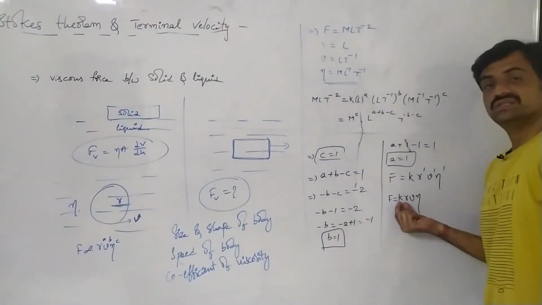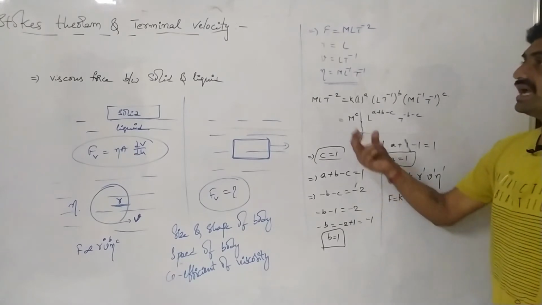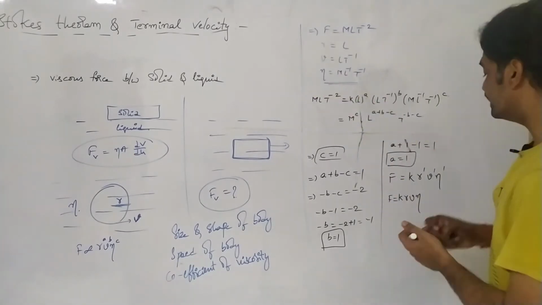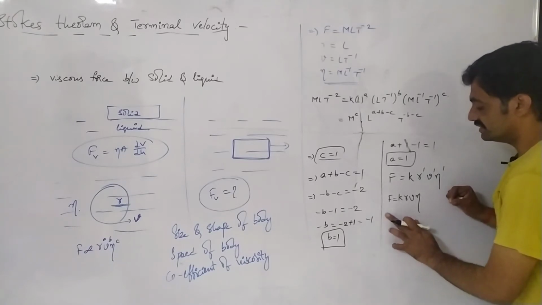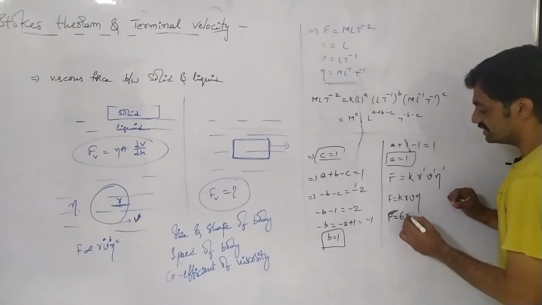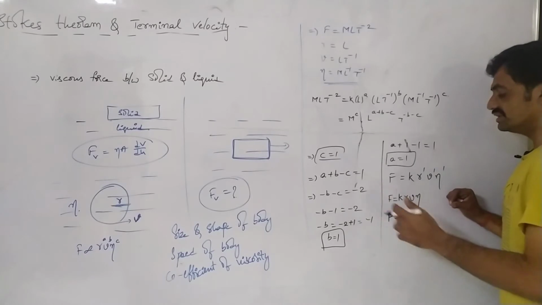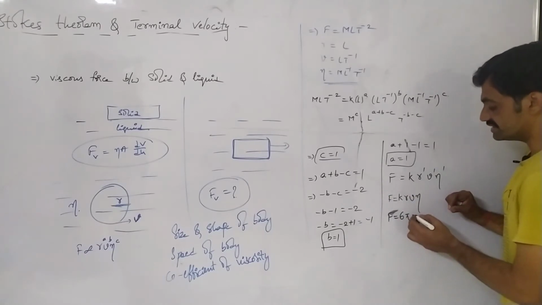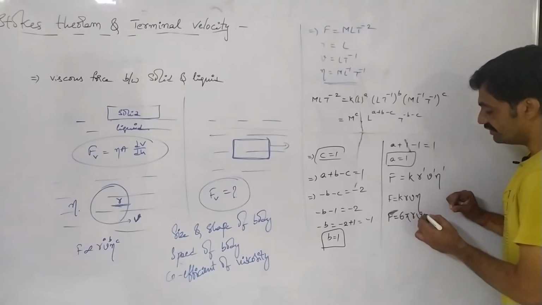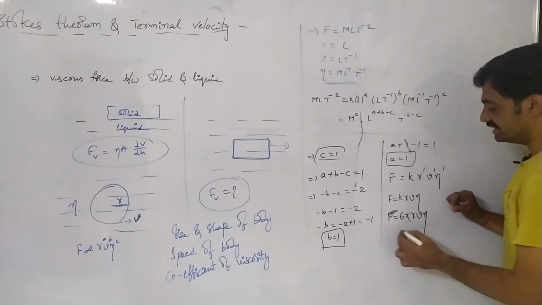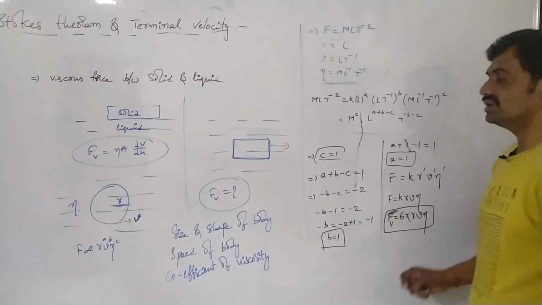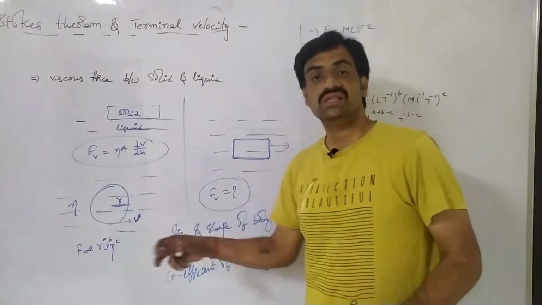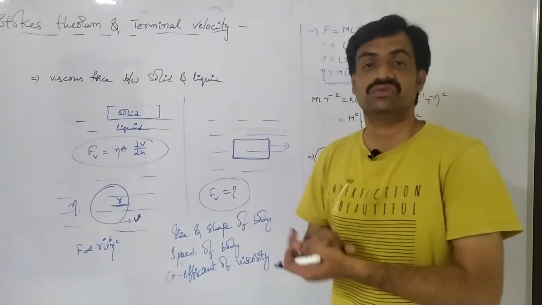Now we have to find the value of k. Stokes had calculated and represented the value of k as 6 pi. Based on this, the force is represented as F equals 6 pi r v eta. This represents the viscous force acting on a body when the body is within the fluid.